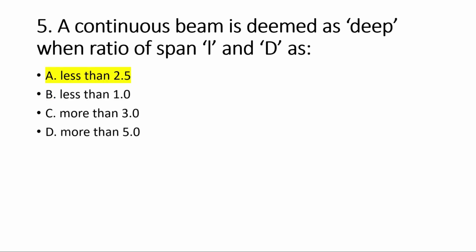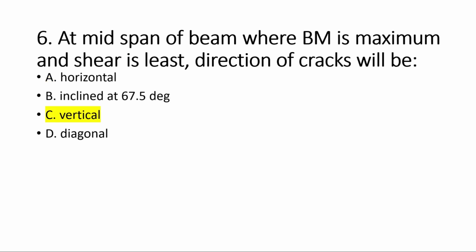A continuous beam is deemed as deep when the ratio of span, that is L, and D is. Okay, we know option A is correct, less than 2.5. A deep beam is a beam whose span to depth ratio is less than 2.5 for a continuous beam. We have two conditions here. For a continuous beam, a deep beam has a ratio less than 2.5, and if you have a simply supported beam, then the ratio of span and depth is less than 2. So here the question asks about a continuous beam, so option A is correct, less than 2.5. For a simply supported beam it is 2. Okay, so move on to the next question.